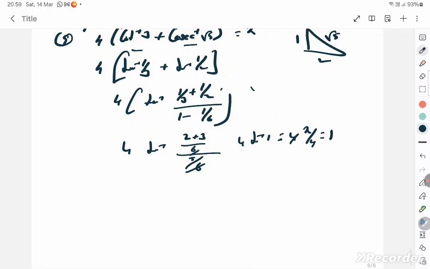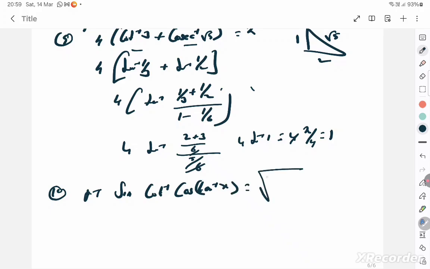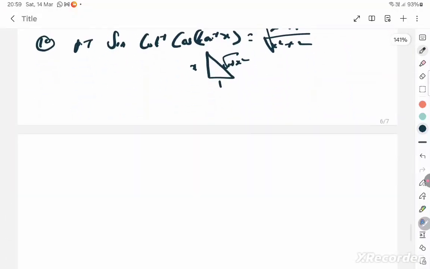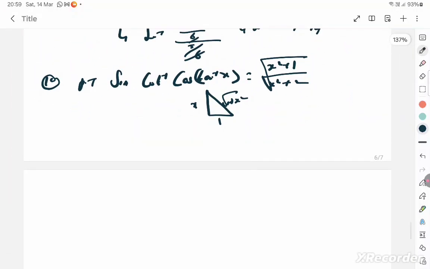Let's go to the next question, the 10th question. Prove that sine of cot inverse of cos of tan inverse of x is equal to root of x square plus 1 by x square plus 2. The moment you see this, you write tan inverse of x as x and 1 and root of 1 plus x square. So you can convert into cos inverse, cos of tan inverse, right? So cos inverse of 1 by root of 1 plus x square, adjacent by hypotenuse. These two get cancelled, bring the cot inverse down.